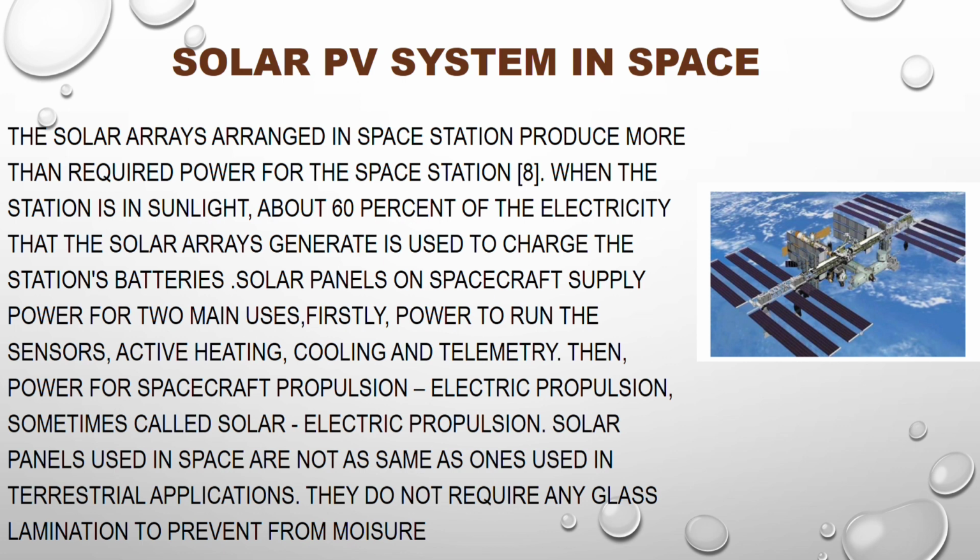Firstly, power to run the sensors, active heating, cooling, and telemetry. Then power for spacecraft propulsion, electric propulsion, sometimes called solar electric propulsion. Solar panels used in space are not the same as the ones used in terrestrial applications. They do not require any glass lamination to prevent moisture.